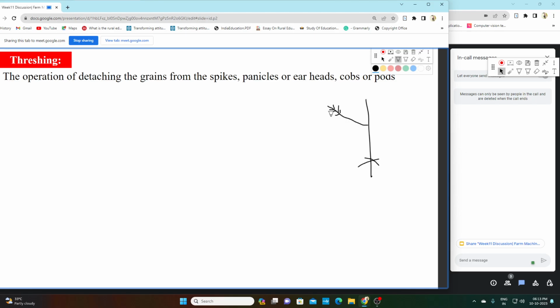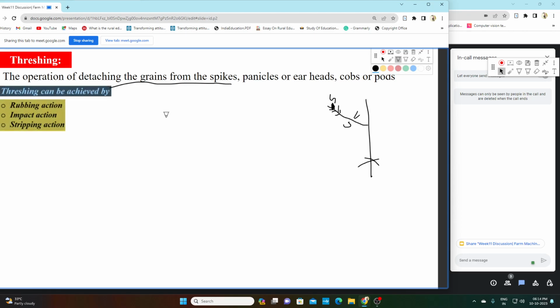To separate the paddy seeds from this already harvested part of the plant, we do the operation known as threshing. Again, I am repeating, this is the operation of detaching the grain from the spikes. This is the grain, denoted by G, and this is the spikes. We are detaching this grain from this spike, and that is known as threshing. Threshing can be achieved by rubbing action, impact action or stripping action.